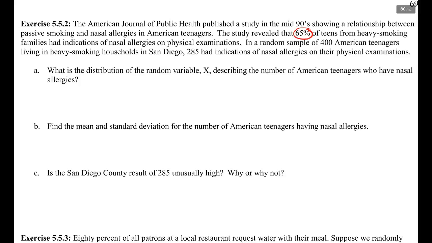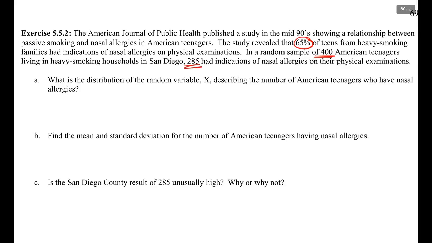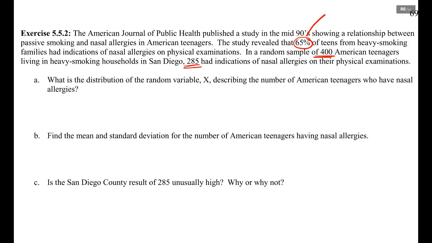We have this 65%. These are teens that had nasal allergies. We have our sample of 400, and we have this 285. If we break down what each of these pieces is, this 65% is our probability of success if we're thinking about this in a binomial setting. The 400 is our sample size, right? It's our number of trials in our binomial setting. So we have our N and our P, which is enough to answer any question. The 285 is a particular observation from our binomial. We had 285 successes, or people with nasal allergies in this case.